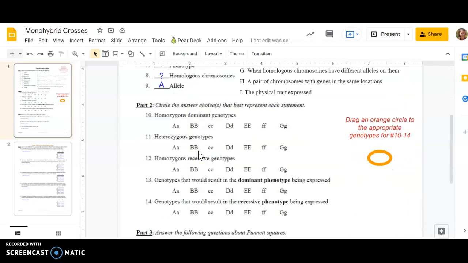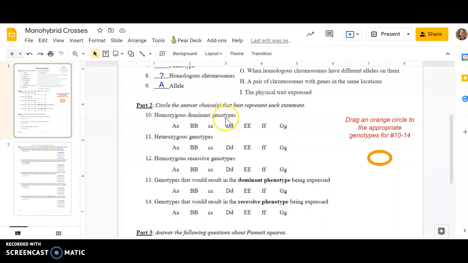All right, part 2 is now asking you to use that vocabulary to solve some problems. And so they're asking you to circle the answer choices that best represent each statement. So in question 10, they want you to circle the homozygous dominant genotypes. So we have to break down our vocabulary, right? These are 3 vocab words.